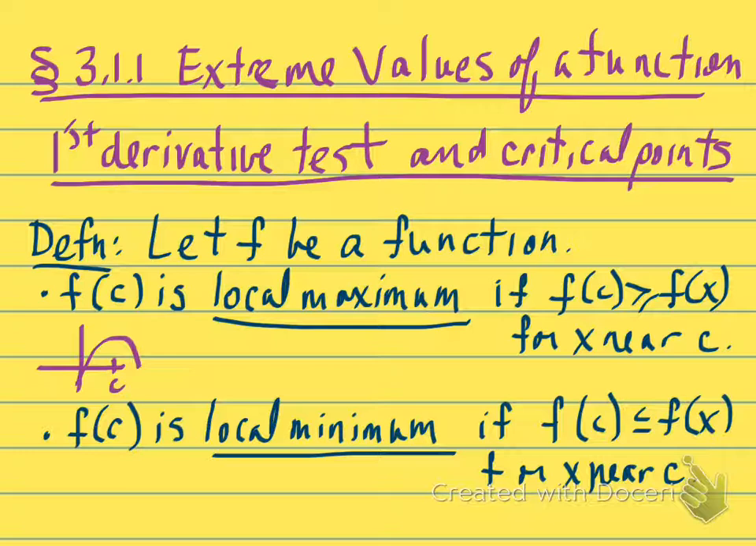And correspondingly, we'll say f of c is a local minimum if f of c is less than or equal to f of x for x near c. So if we have a little valley, we'd say the lowest point in that valley is a local minimum.